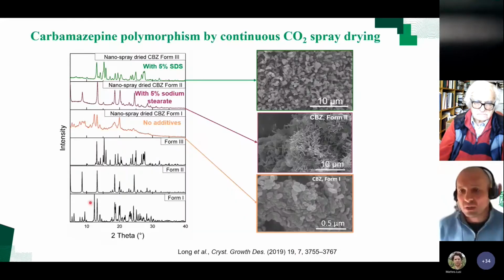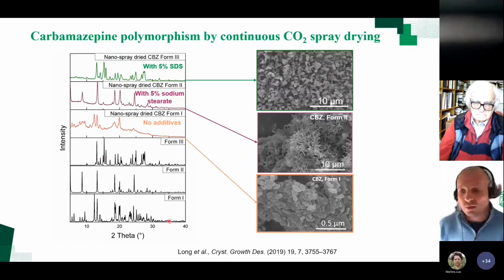Just as an example, we have here powder X-ray diffraction of this pharmaceutical drug, carbamazepine. And even using the same processing conditions in the CO2 spray drying system, which is pressure, temperature, flow rates, all the same, but just slightly changing the amount of surfactants that we are using in the drug solution, we could tweak the polymorphic form, right?